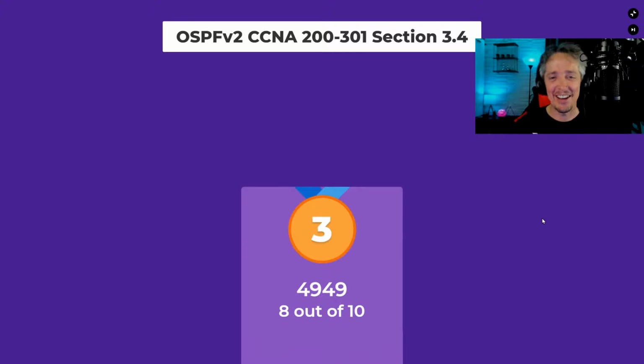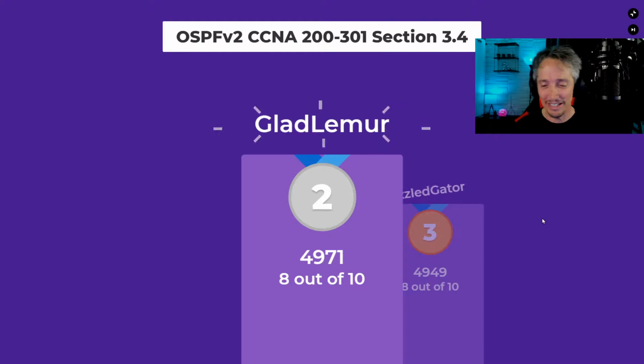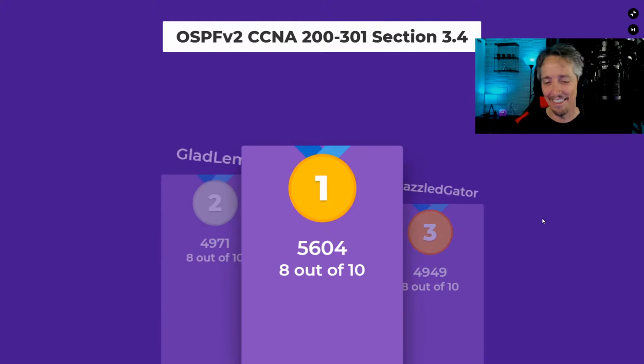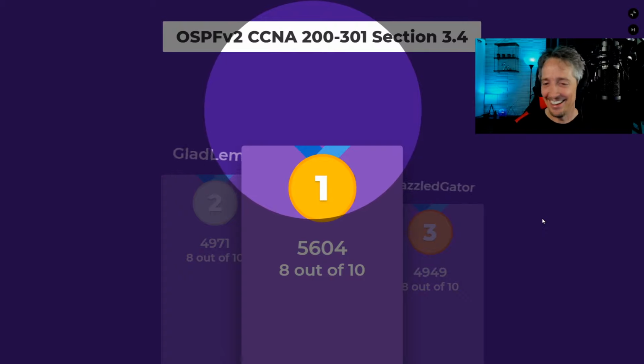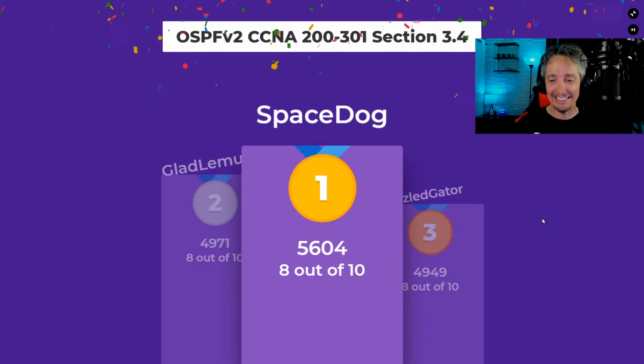All right, here's the winners table. It's like a route that got into the routing table with AD, highest score wins. Oh, I'm excited. Who is it? Space Dog!